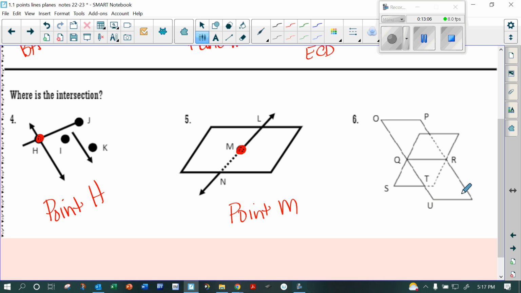And then here are those 2 planes I was talking about. So you got a plane going this way, and then you got a plane going this way. So think about kind of like 2 index cards slid together. They're going to intersect at this line right here. So they're intersecting at line QR.